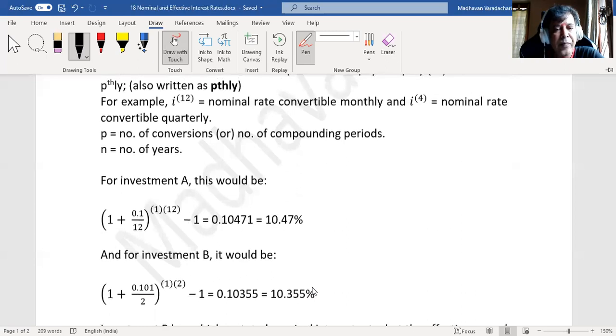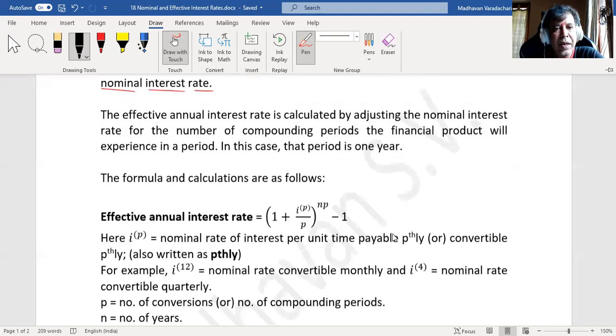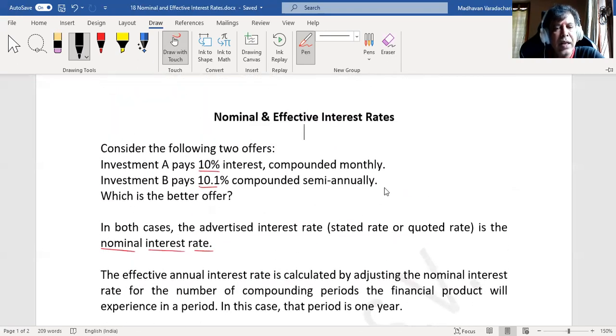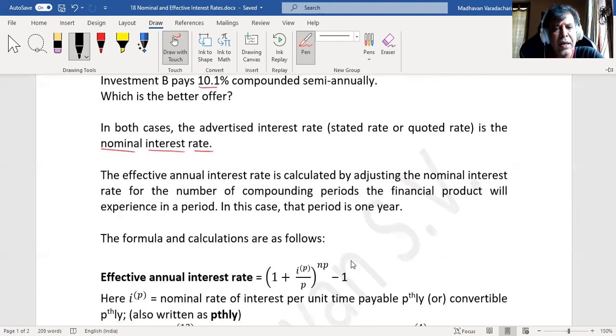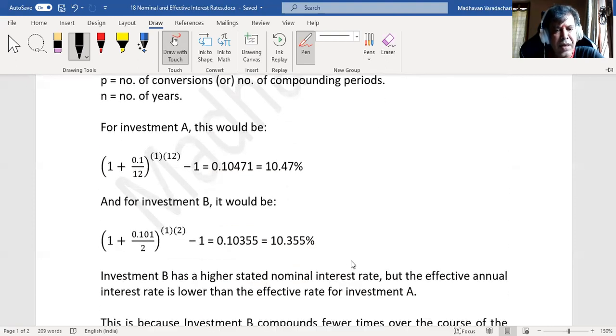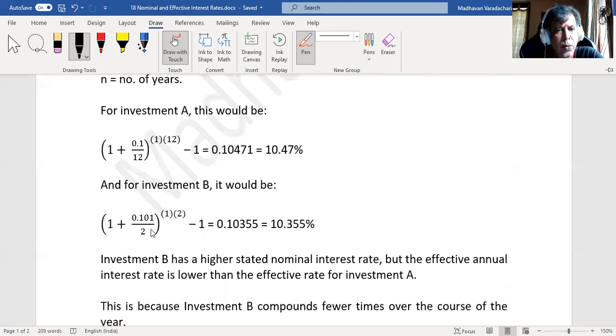10.47% as the answer. Similarly, for investment B, it is semi-annually, meaning 2 conversions in a year because it is half yearly. So divided by 2, raised to 1 into 2, minus 1. So ultimately you get 10.355%.